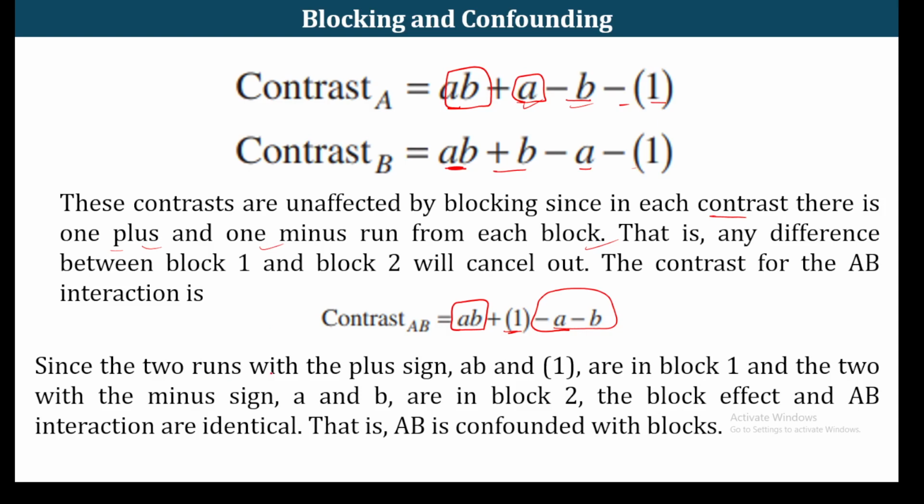Now just change the 2 runs with the plus sign, AB and A, are in block 1, and the 2 with the minus sign, A and B, are in block 2, and the block effect and the AB interaction are identical. So AB is confounded with the blocks. In the end, AB is confounded with the block itself.